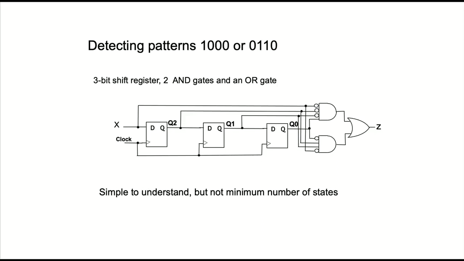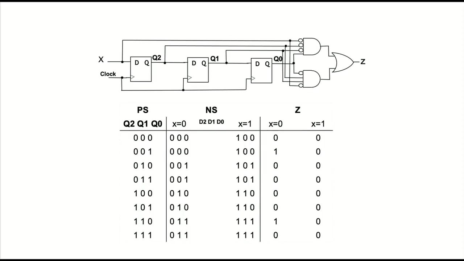The question is, does it have the minimum number of states? And the answer is no. We could do this with fewer states. I don't actually need to remember all the different past inputs of length 3. So how do we get the minimum number of states? Well, we use the algorithm. Here's the state transition table.